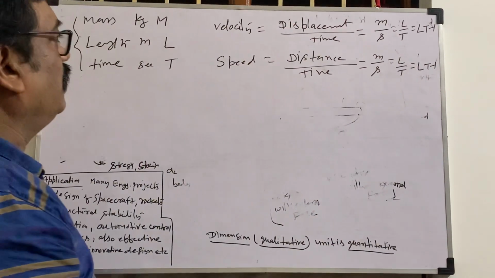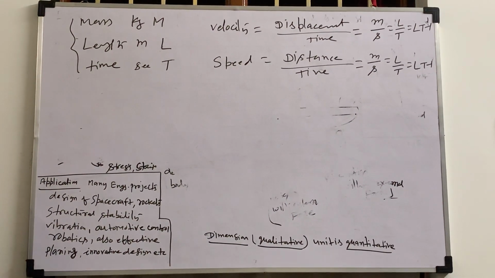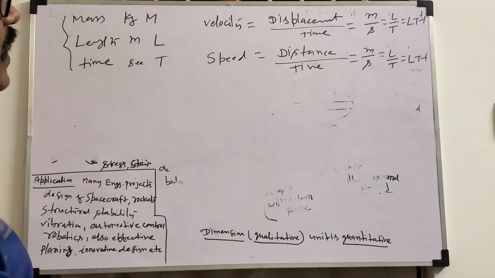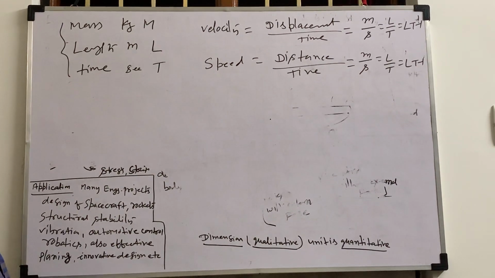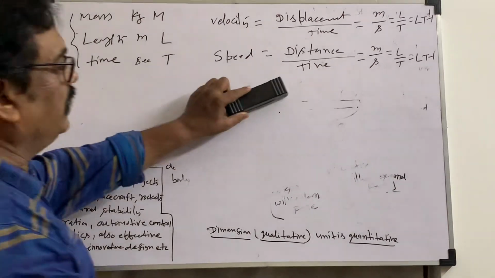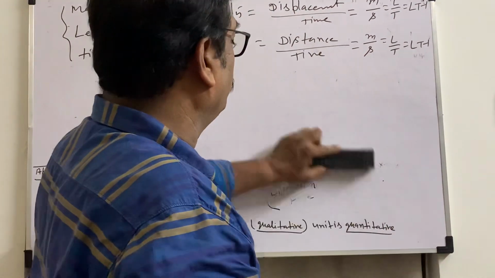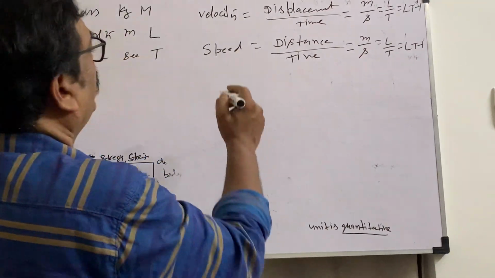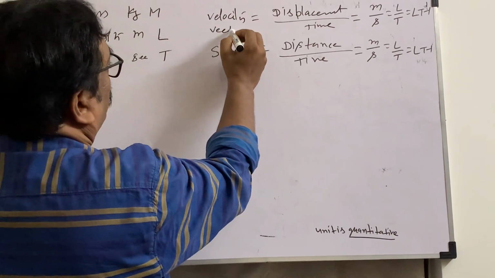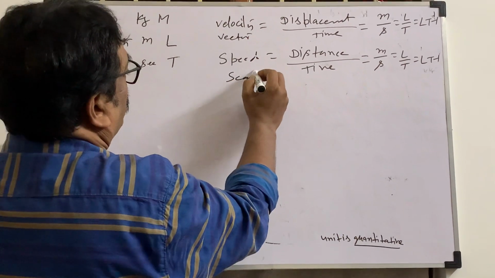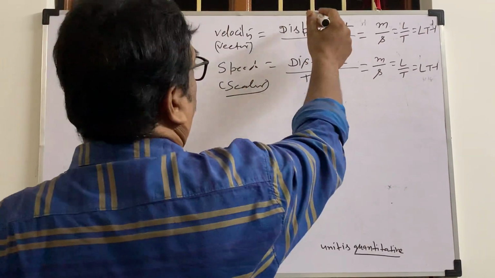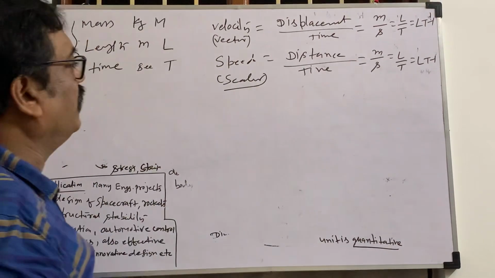So velocity, displacement per unit time. Unit is meter per second. Dimension formula is LT minus 1. Speed will be distance per unit time, so the same dimensional formula. But what is the difference between velocity and speed? Velocity is a vector quantity, and speed is a scalar quantity. Similarly, displacement is a vector quantity, distance is a scalar quantity.